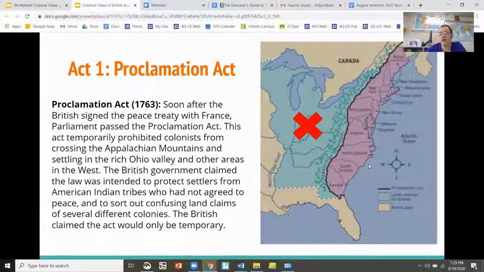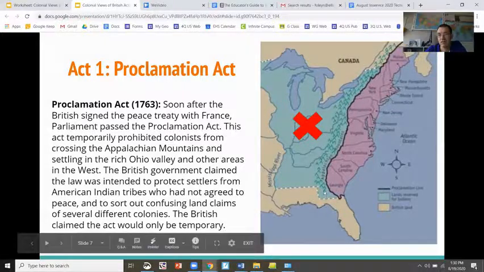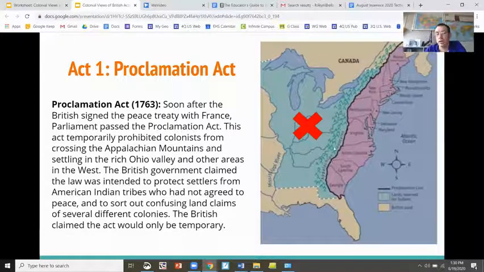So the British are saying that all the colonists that live in these colonies need to stay on this side of the Appalachian Mountains. And the reason for that is simple. This territory over here is where Native Americans live. They're really concerned that if you move into that territory, there's going to be fights. And because of that, they're going to have to put more troops in place, and that could cause more taxes. So what we see is that the British are saying you can't move over here.